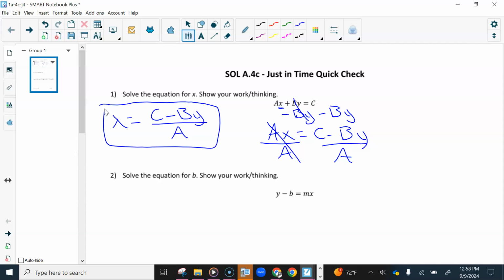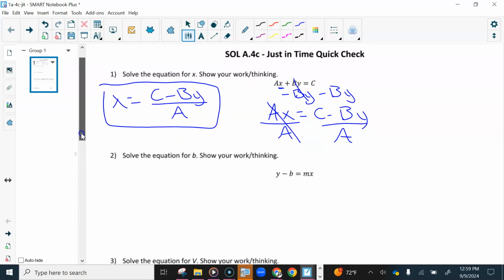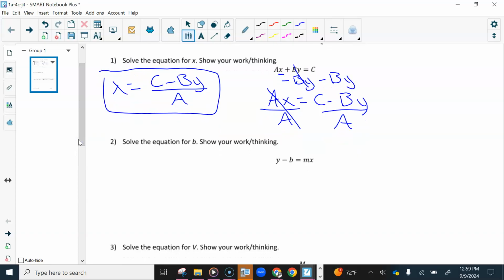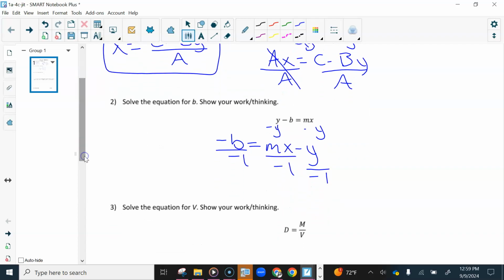Questions? With number 2, you could have done one of two things. You're trying to get b by itself, so you could get rid of y by subtracting. And then divide both of these by -1. Or all of these by -1. So that b equals, this becomes a negative mx, this becomes a positive y.